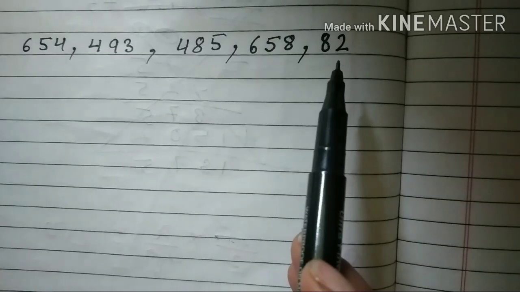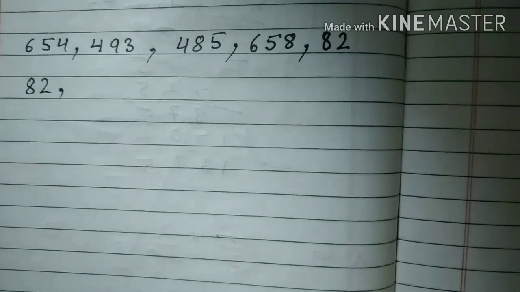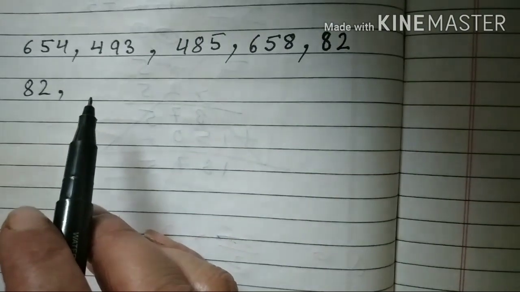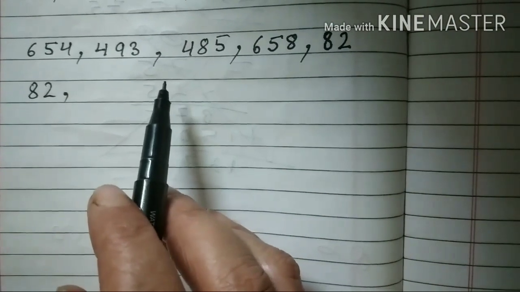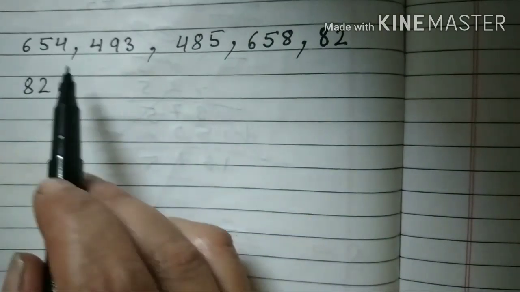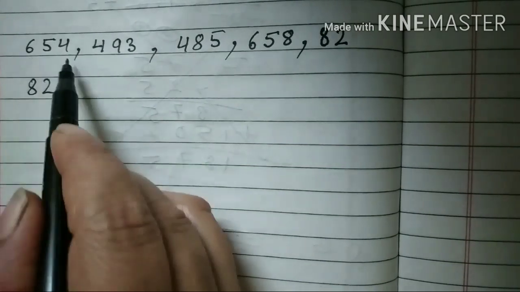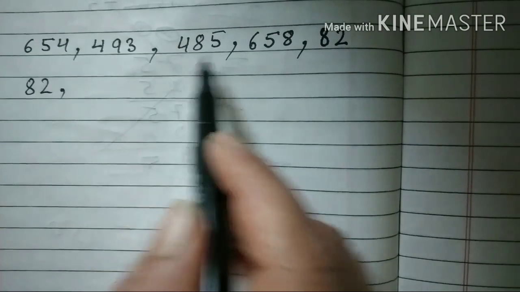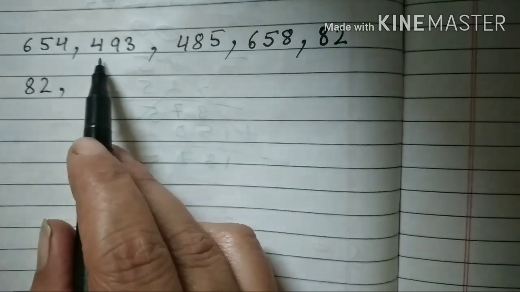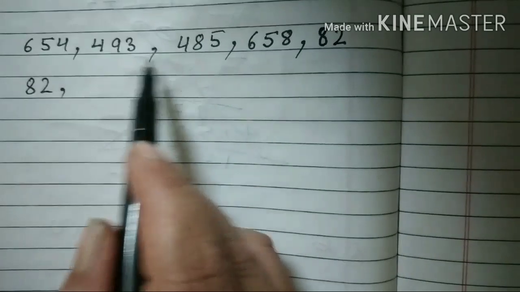So first of all we will write 82. 82 is the smallest number here. Now look at the remaining numbers. If the numbers have an equal number of digits, then how will we find out the smallest number? So here we have an equal number of digits in these numbers. First of all we will look at the hundreds place digits. Which number is smaller here? Here we have 6, here we have 4, here we have 4, and here we have 6. Now we have two numbers where the hundreds place digit is the same.